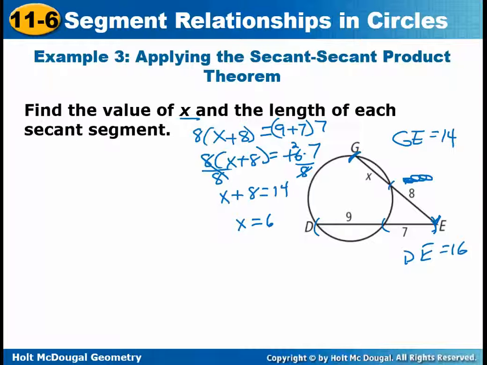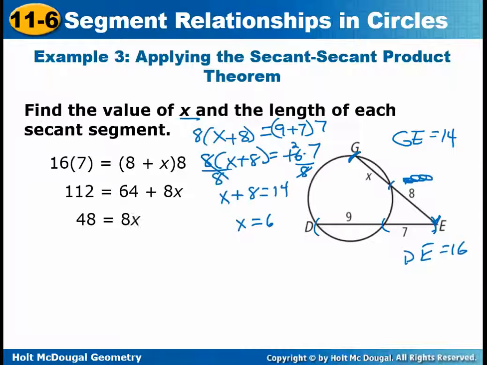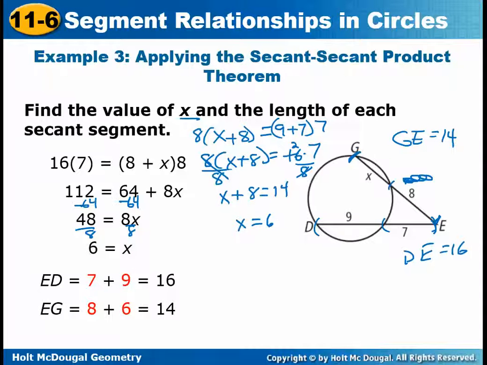All right, let's look at how they did it. See if they did a shortcut, or nope, they multiplied through. But that's okay. If you multiplied through, then you have a two-step equation. You would subtract 64 from both sides and get 48 equals 8x, and then divide by 8 to get 6 equals x, just like we got. And then you find the length of each secant segment.